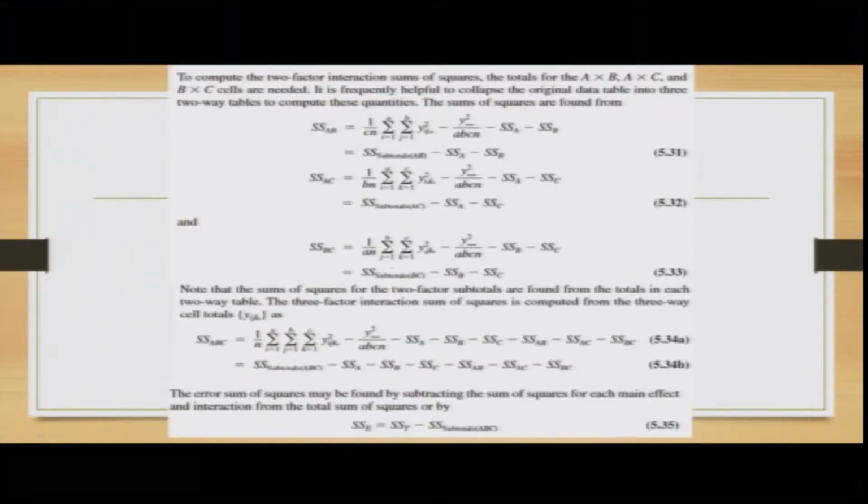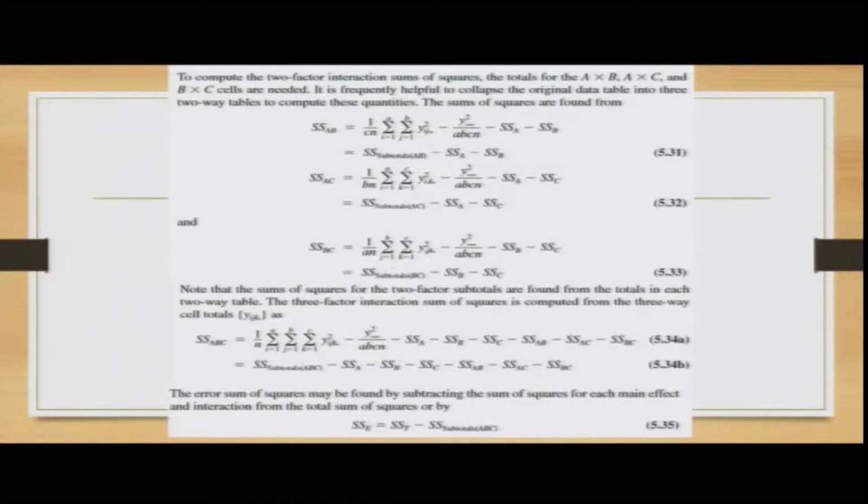Now, coming to that, what I did mention. So, let us go slowly step by step. To compute the two factor interaction sum of the squares, the total for A into B would be one combination, A into C would be the second combination, B into C would be the third combination. So, now we need to find out the sums for these three sets of combinations.